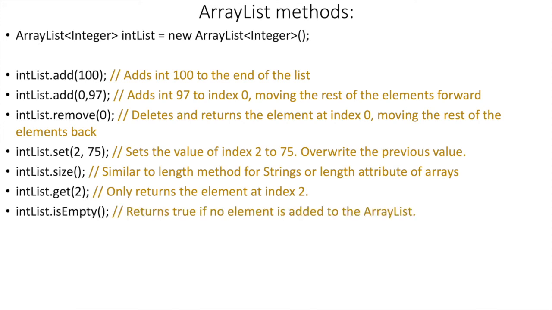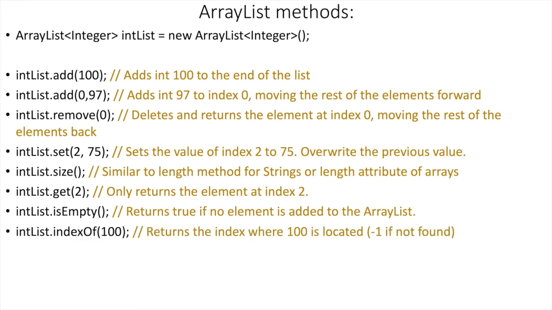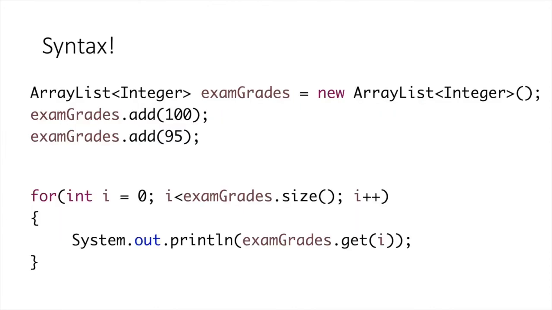Other methods include isEmpty, which returns true or false, whether or not the array list contains any elements. And then indexOf, which if I give it a value, will return the index of that value in the array list if it exists, returning -1 otherwise. This is almost identical to the indexOf method in the string class. Here's a quick example just looking at some sample code.